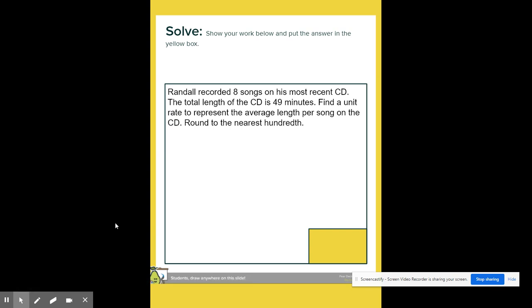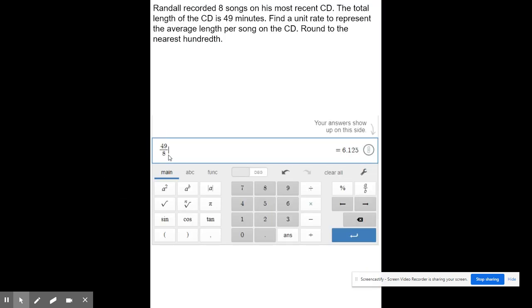Randall recorded 8 songs on his most recent CD. The total length of the CD is 49 minutes. Find a unit rate, so we want to find 1, to represent the average length per song on the CD. So per song means we're going to put songs on the bottom, 49 on top. We round to the nearest hundredth. So first thing is 49 divided by 8 gives us 6.125. Round to the nearest hundredth.